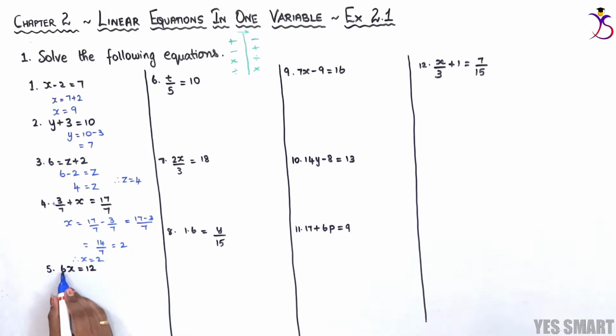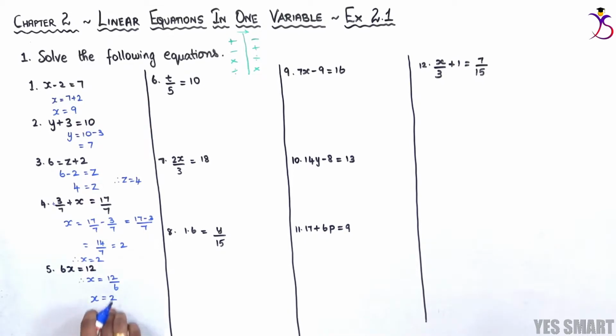Now, fifth sum. When you transpose multiplication, it becomes division. So, on bringing this 6, it becomes division. Therefore, x is equal to 12. This 6, let's bring this side. Therefore, divided by 6. 12 by 6 equal to 2. Therefore, the value of x is 2.